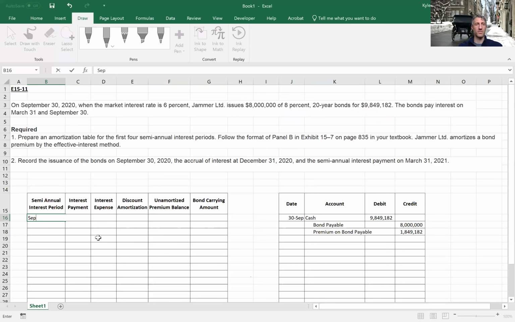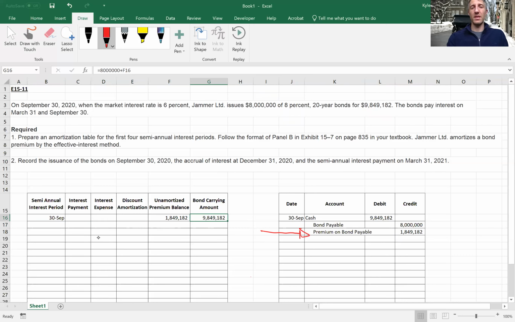They issued the bond on September 30th, 2020. At that time, the unamortized premium is the premium on bond payable, 1849.82. Which means that the bond's carrying amount, the total liability recognized on the balance sheet, is the 8 million plus what hasn't yet been amortized.